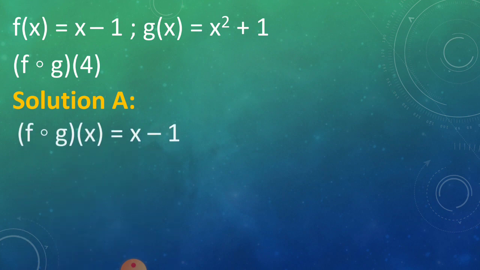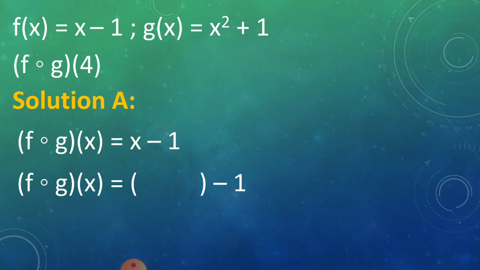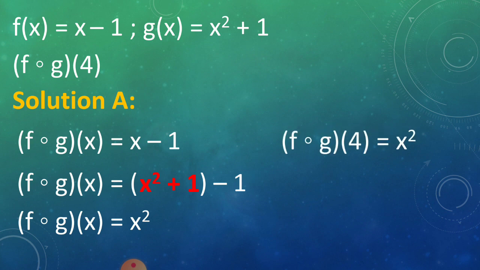So getting now f composed with g of x. x minus 1 must contain the function g, which is x squared plus 1. So let us replace x with x squared plus 1. So that is now x squared plus 1 minus 1. 1 minus 1 is equal to 0. Therefore, f composed with g of x is equal to x squared. Then, get f composed with g of 4. Let us replace the x value with 4. So that is now 4 squared. 4 squared means 4 times 4, that is equal to 16.